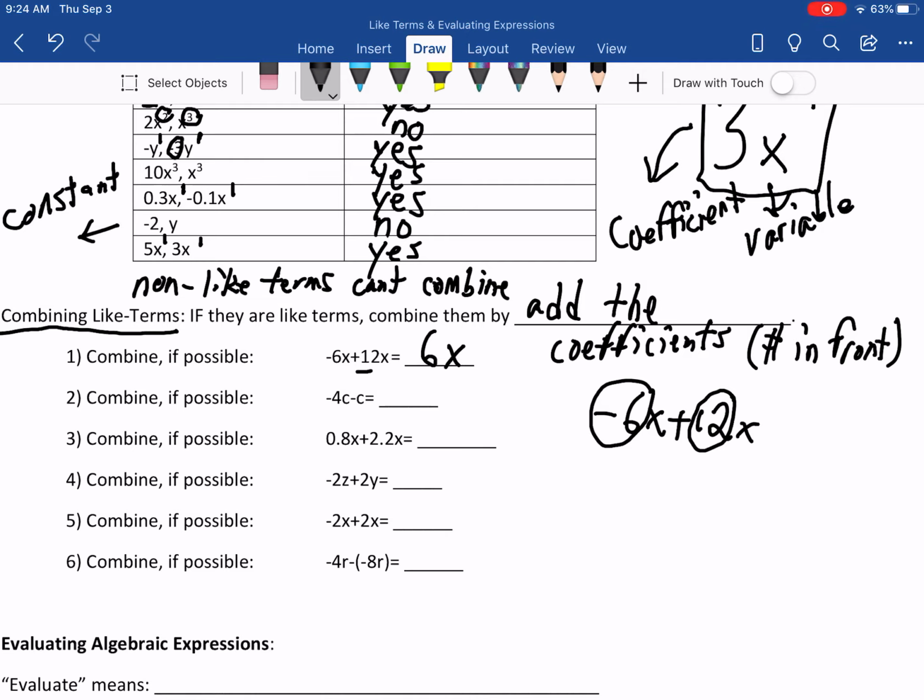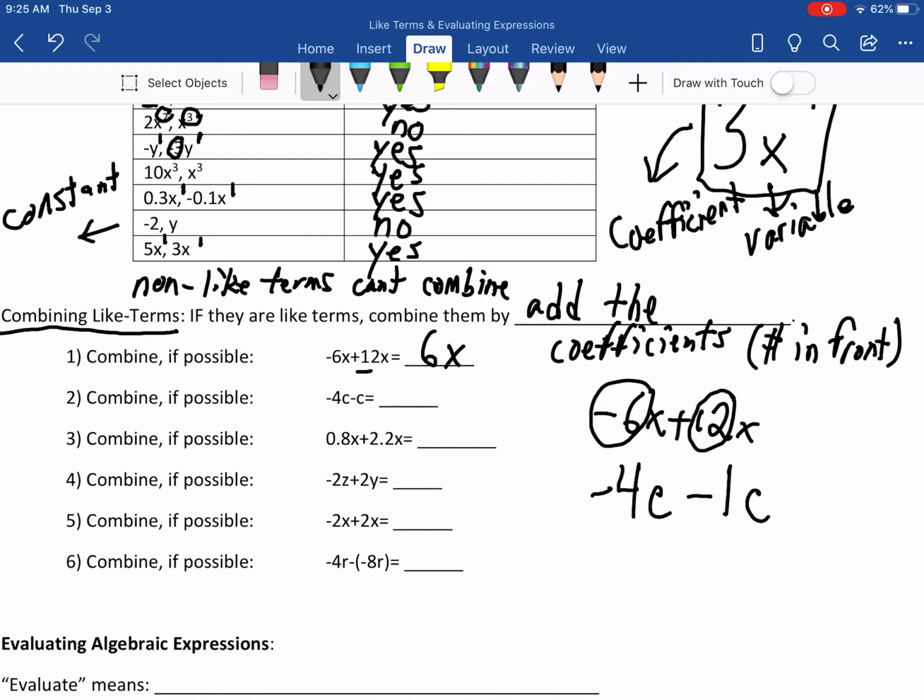All right, number 2, combine if possible, negative 4c and negative c. What we want to think of here is this is really negative 4c minus c, and when you see just minus c, that's minus 1c. So they are like terms because they both have the c's and they have the same exponent of 1 up here.